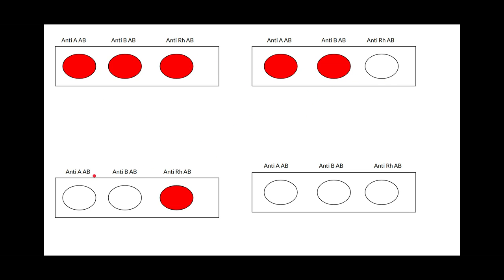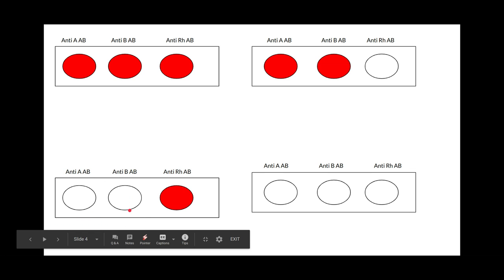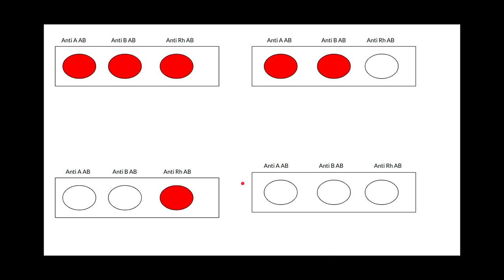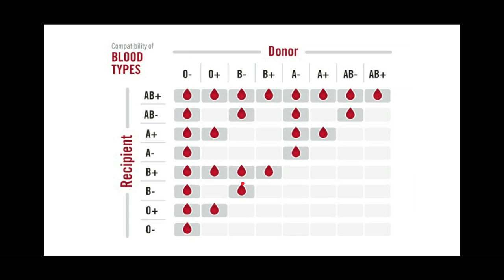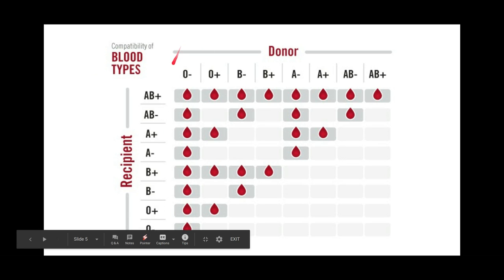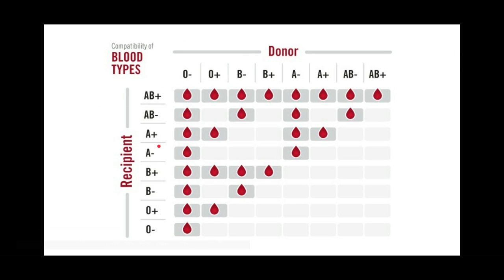Finally, the O blood group, like I mentioned before, does not have any antigens. Because of that, the antibodies cannot react with anything, so there will be no reaction in the first two circles. If the patient is O positive, there'll be a reaction in the third circle. If the patient is O negative, there will be no agglutination in all three of these circles. As we know, O negative is the universal donor, and AB positive is the universal recipient.